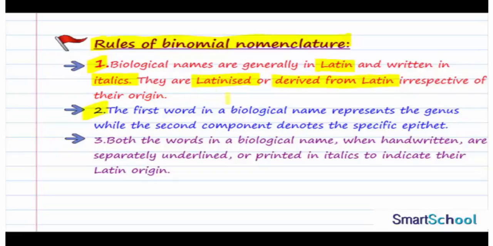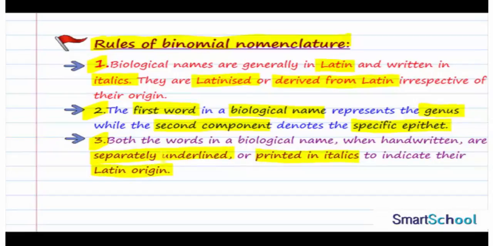The second rule: the first word in a biological name represents the genus, while the second component denotes the specific epithet. The third rule: both the words in a biological name, when handwritten, are separately underlined, or printed in italics to indicate their Latin origin.